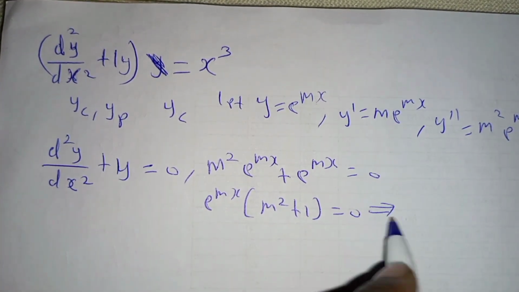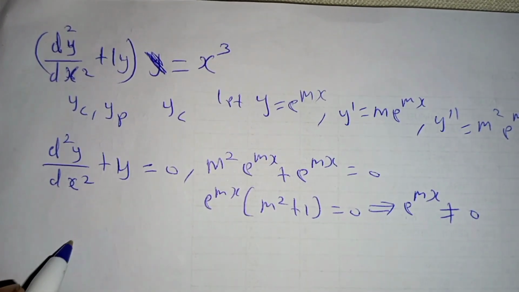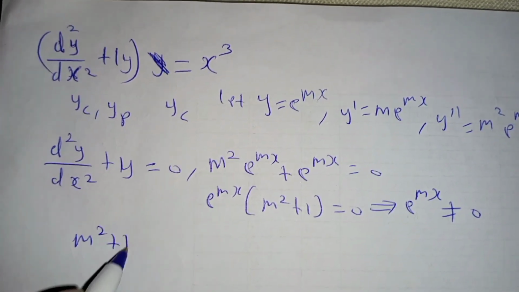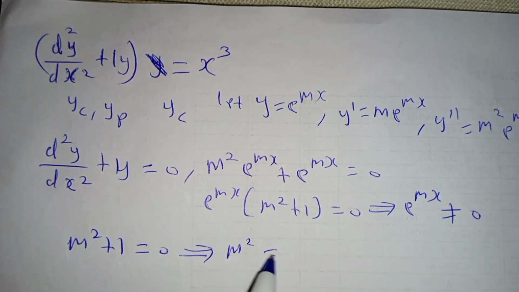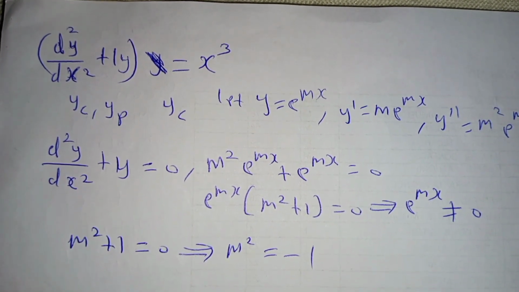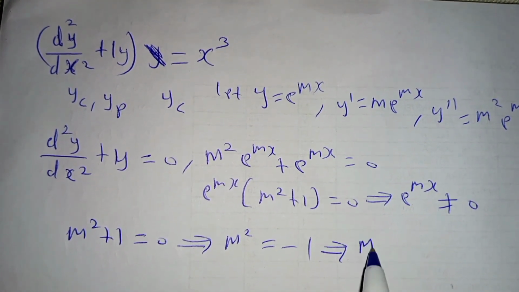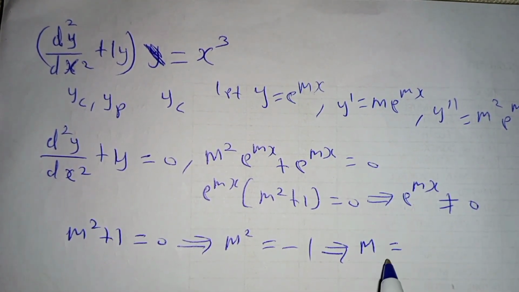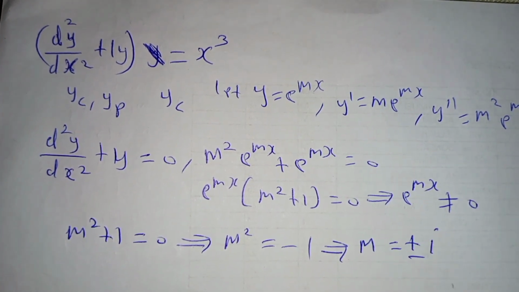And we note that e^(mx) can never be equal to 0, meaning that m squared plus 1 is the one which is equal to 0. So m squared is equal to -1, taking +1 to the other side. Then we take the square root on both sides so that m will give us plus or minus i.